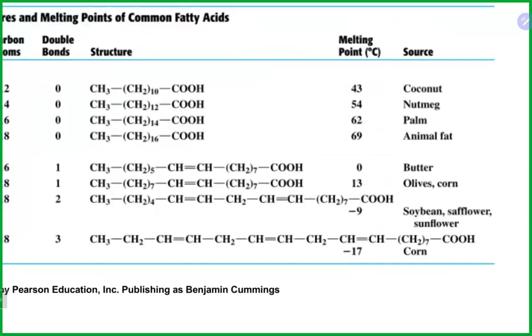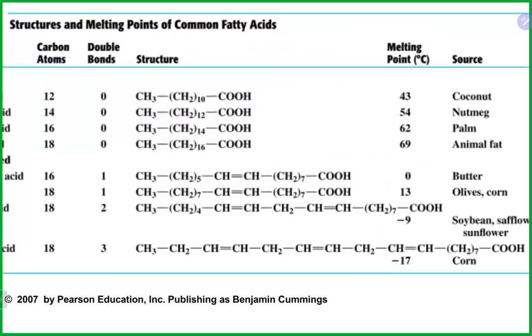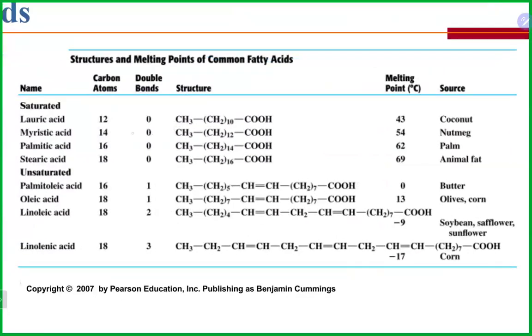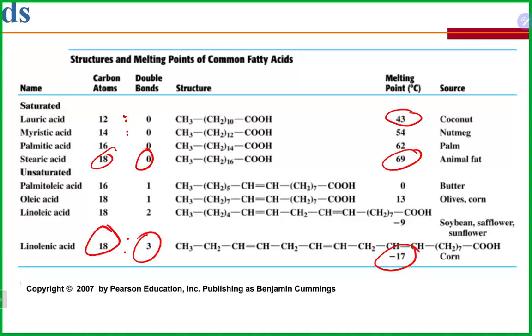And again, if you compare it to something that has no double bonds, like our 12-to-0 or 14-to-0. Here's our 18-to-3. Our guy with 12 carbons and no double bonds has a melting point of 43. Our guy with 18 carbons and no double bonds, 69. But down here, 18 carbons and three double bonds, we're down to minus 17. So a dramatic drop in that as a result of the kinking of that carbon-hydrogen chain.